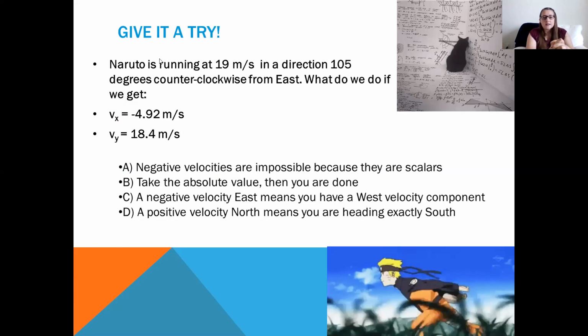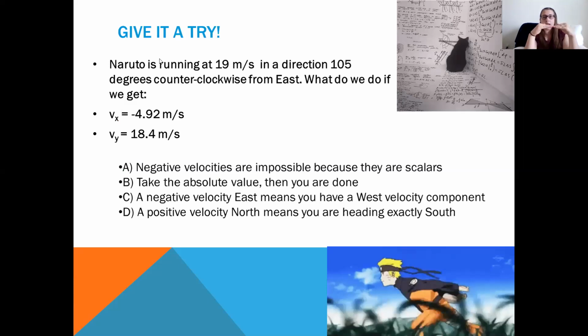And when we want to talk about the direction of a vector, we could actually write out the word like north or west or something next to our velocity number. That's one way to go about doing it. But another way to go about doing it is putting a negative or a positive in front of our number, and that corresponds with the direction that it is going.